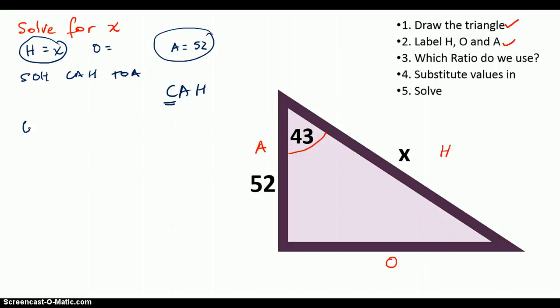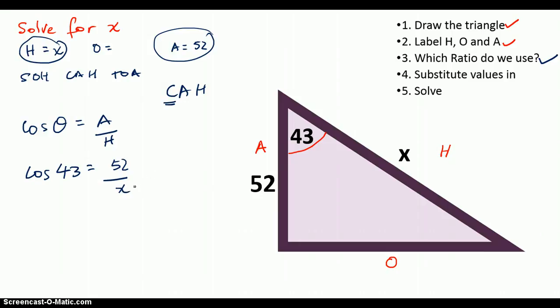So let's write it down. Cos theta equals adjacent over hypotenuse. Which ratio do we use? That one. Now let's substitute the values in. So in this case we've got cos, the angle that we have is 43, and the adjacent side is 52. Sorry, my mistake, that's supposed to be 52. And the opposite, apologies, the hypotenuse is x.